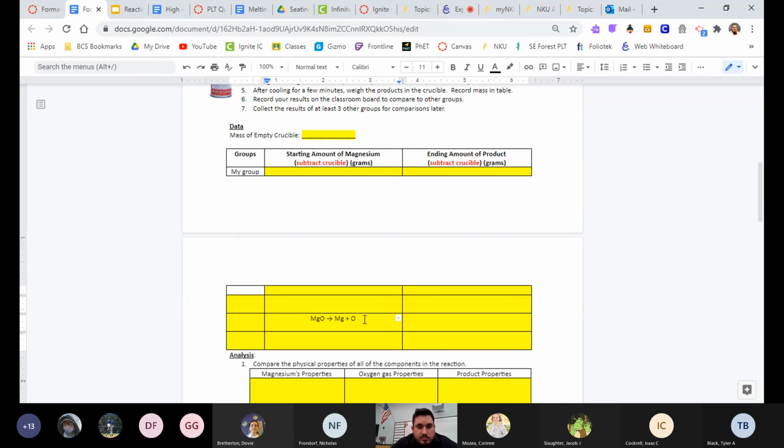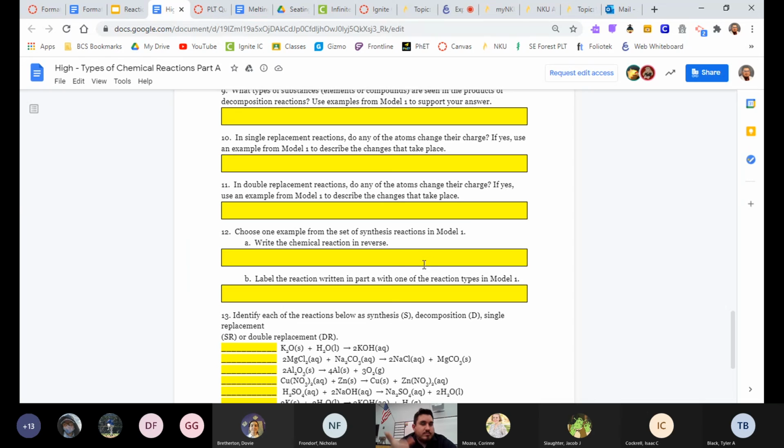All right, so okay, I'm gonna let you do that. All you have to do is just write it in reverse. Everything's gonna stay the same, so don't mess up anything. Just switch it up. All right, label the reaction written in part 1 with reaction types in Model 1. So what is the opposite, what is the reverse of a synthesis reaction? That should be pretty easy.